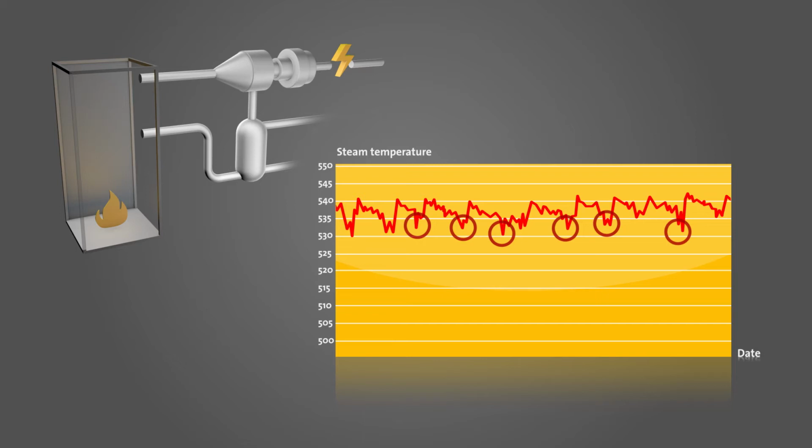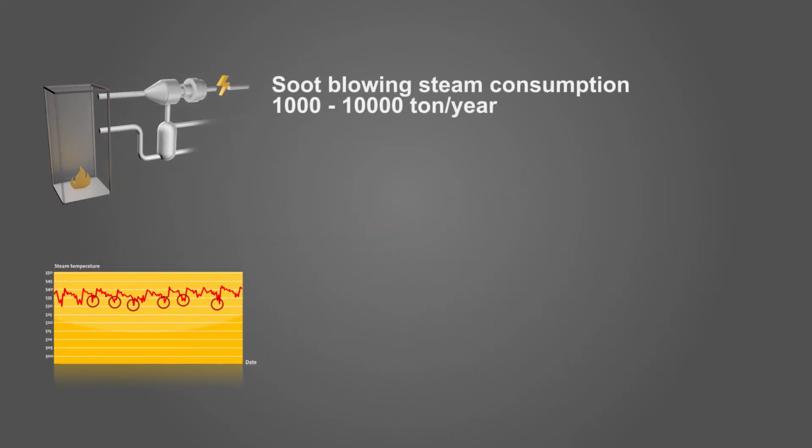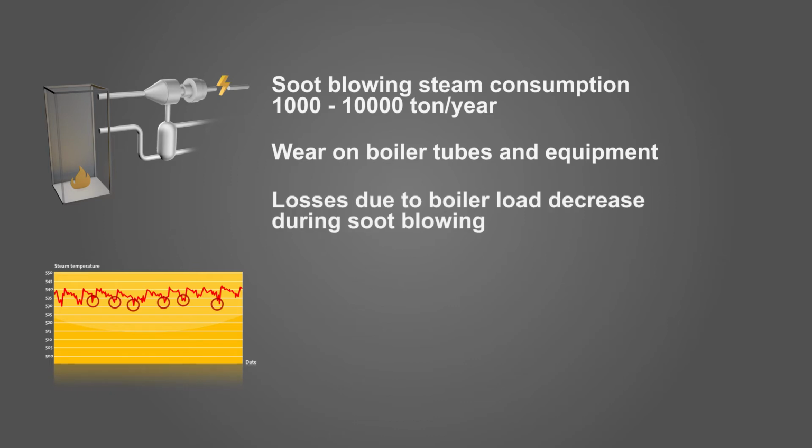The answer is simple. Soot blowing costs money, and it costs for many reasons. The cost of steam. Soot blowing consumes high-pressure steam, which could have been used for power generation. Boiler wear. During soot blowing, hard ash particles and condensate are pulled into the steam jet, blasting the heating surfaces. Production losses. Most commonly, the boiler load must be decreased during the soot blowing cycle.